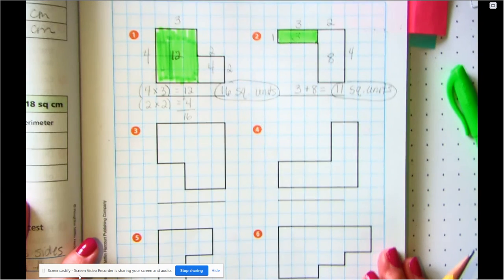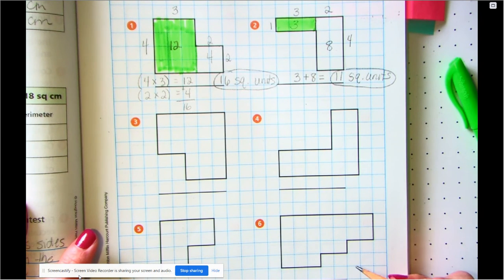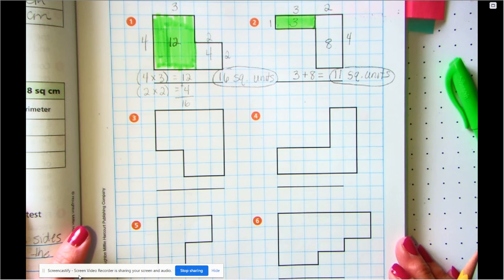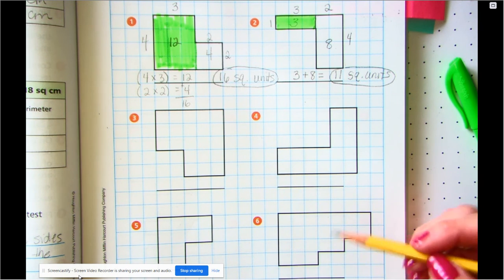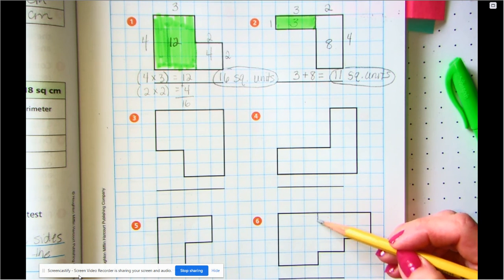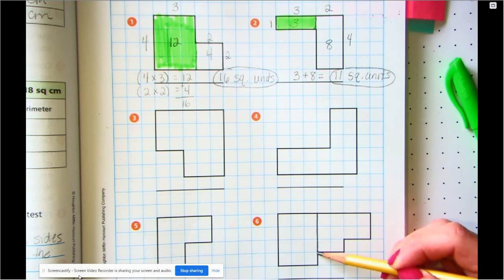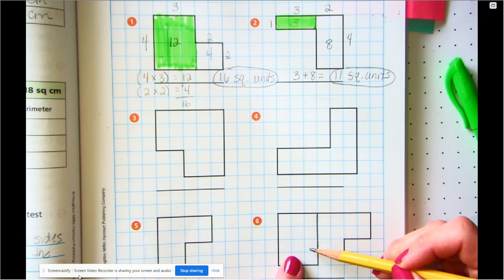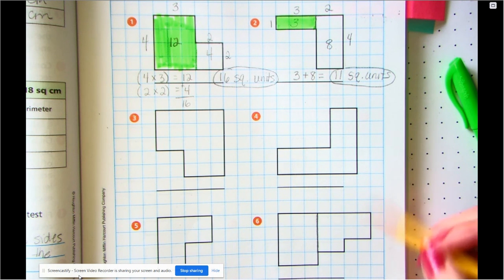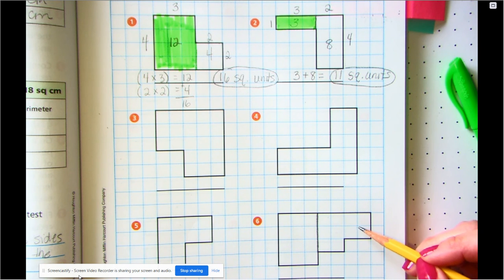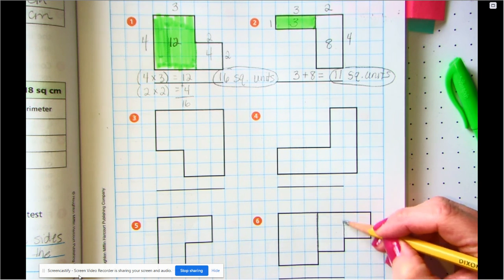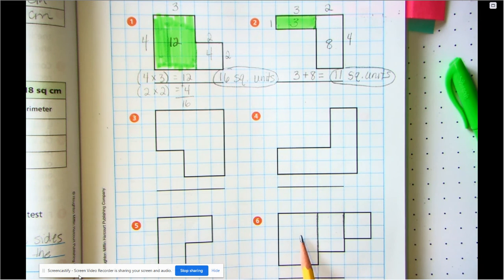Let's look at number 6. We're going to hop down to number 6. Look at that crazy shape. I think if I break it apart here, I can get myself a rectangle. Oh, but look, this one is not a rectangle, so I have to do something to that one as well. I'm going to break that one apart right here. Now I can see one rectangle, a second rectangle, and a third rectangle, which is called a square.